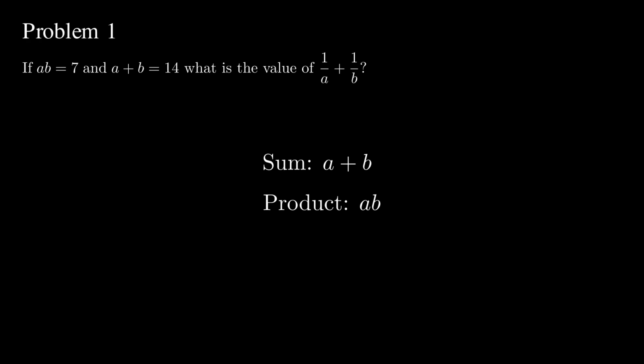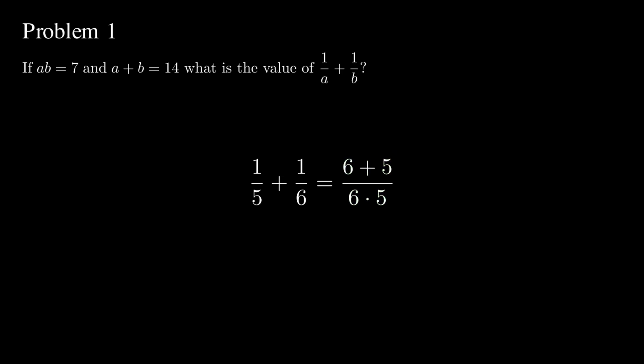fractions. Like for example, let's take 1 over 5 plus 1 over 6. How would we add this? We would first put everything over a common denominator, in this case 30 or 6 times 5, and in the numerator we have 6 plus 5. And look at that, a product in the denominator and a sum in the numerator. Does this sound familiar? It should, and I hope that light bulb is going off in your head.